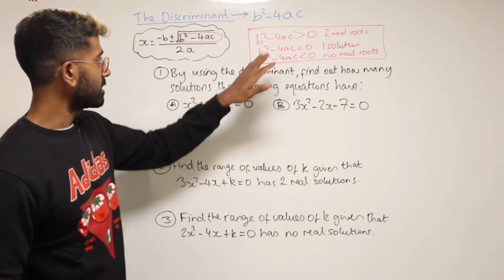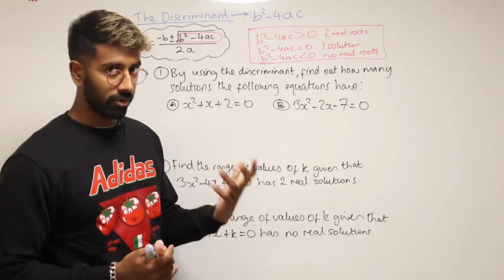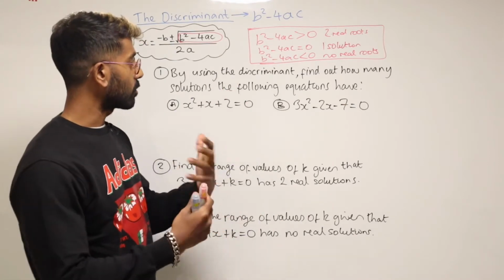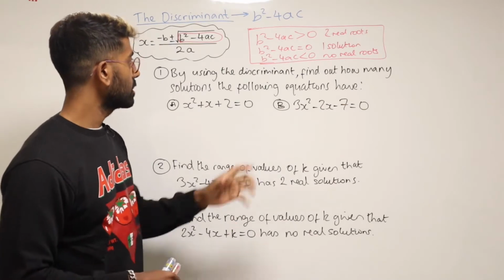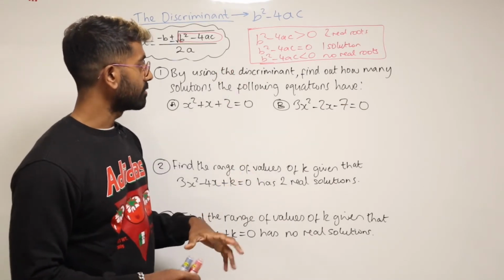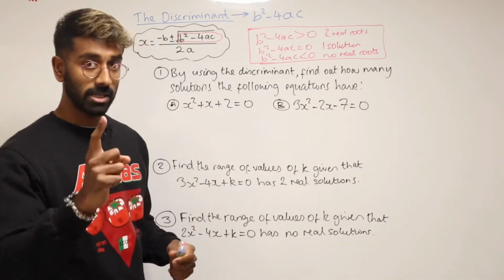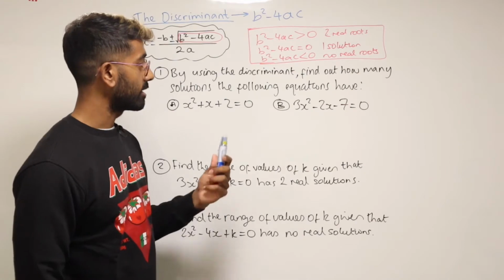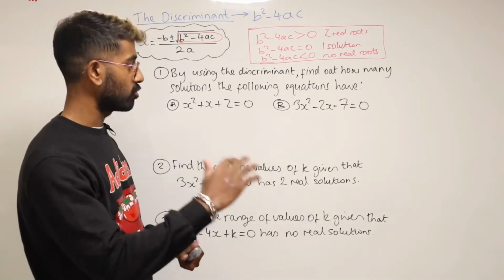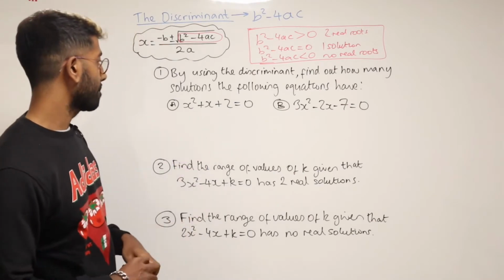So a quick recap is this. Remember we said that the discriminant, when it is greater than 0, means the equation is going to have two real roots, or there'll be two intersections with the x-axis. When the discriminant is equal to 0, it means there is only one solution, and the graph is just going to touch the x-axis at one point. And when the discriminant is less than 0, there are no real roots, so the graph is not crossing the x-axis at all. So let's check out the first one.